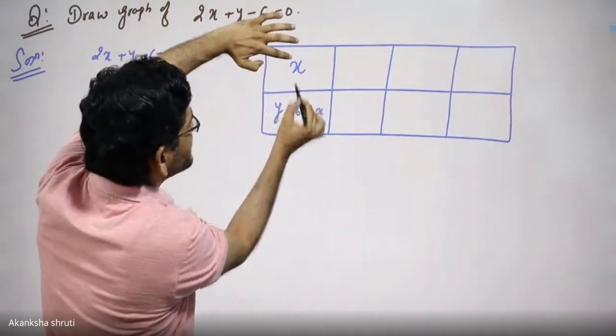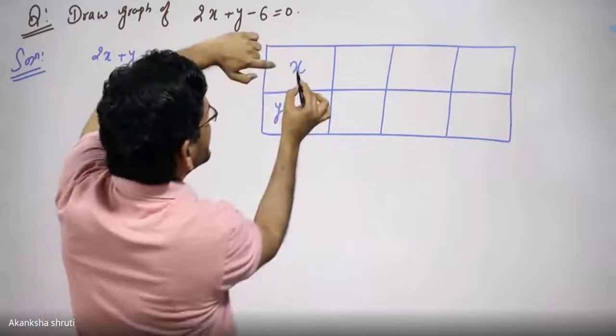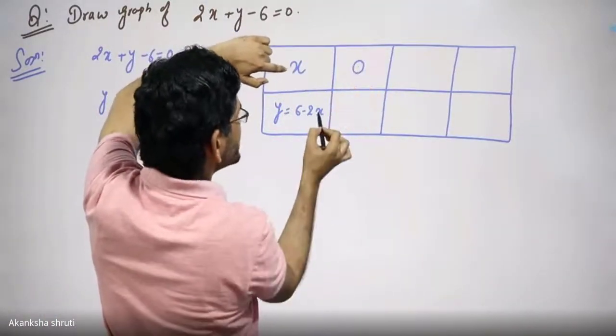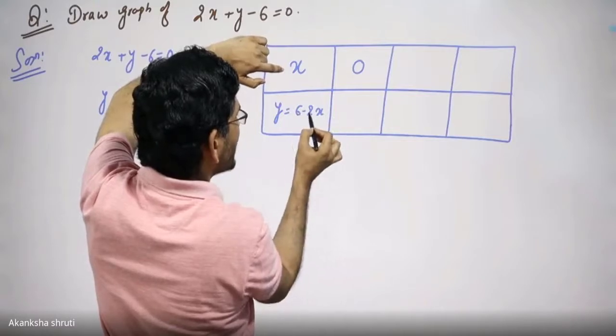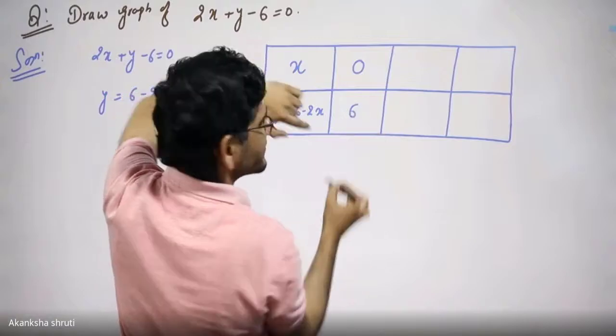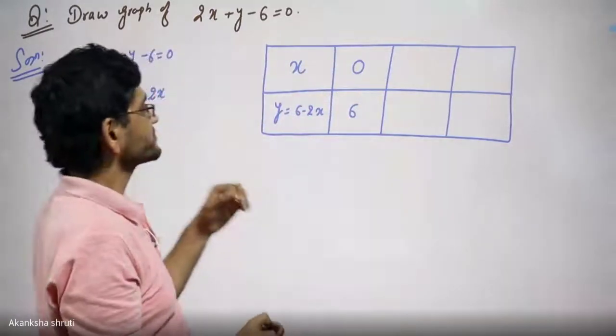Take this x from here, calculate y here, write it here. Let us choose x is equals to 0. Substitute this 0 here, it becomes 6 minus 2 into 0, means 6 minus 0, it will be 6. Okay, student? That much easy.